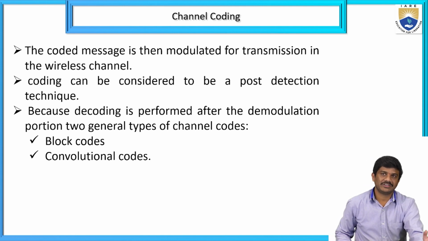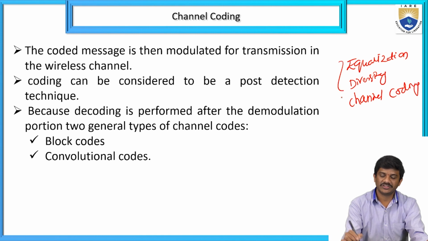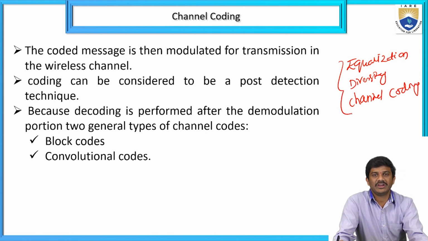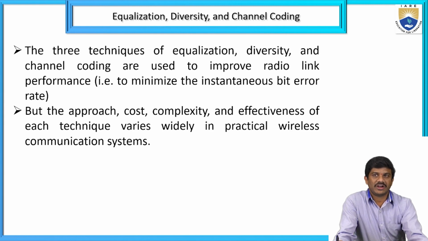Now, why do we go with these three techniques: equalization, diversity, and channel coding? Mainly with the help of these three techniques, we can improve the link performance of the radio channel and increase the performance of the communication. Equalization, diversity, and channel coding mainly improve the link performance, and we can minimize the bit error rate.